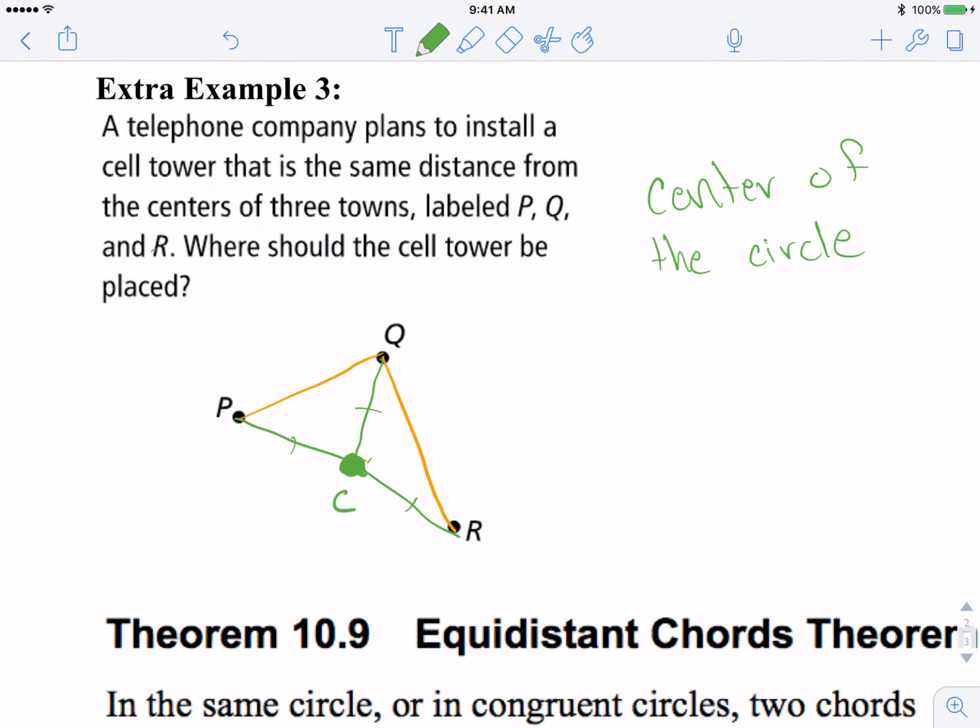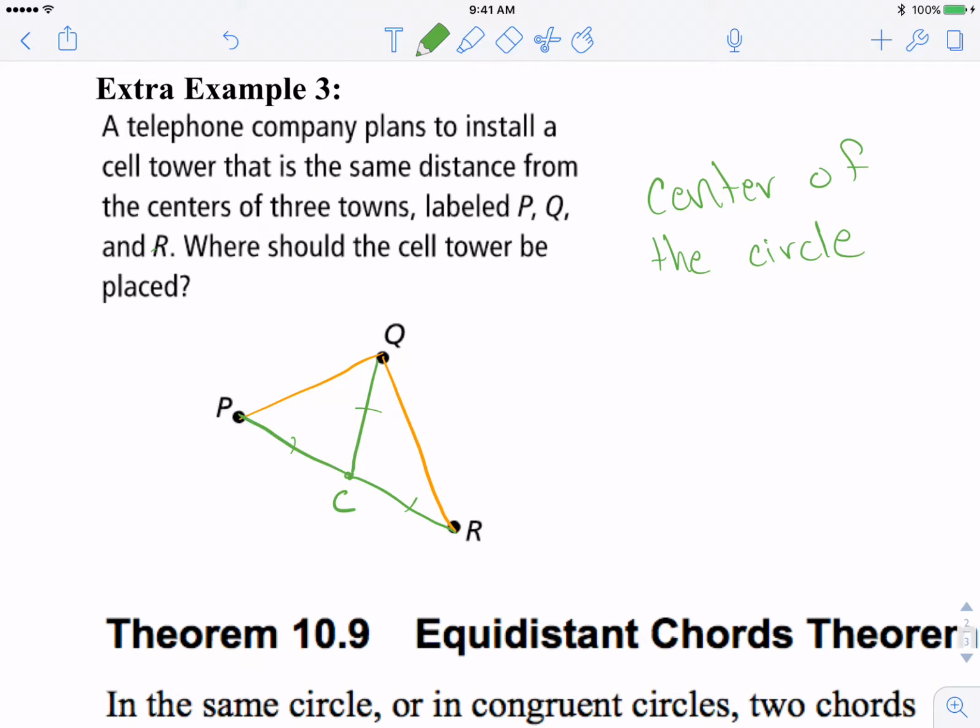And we know diameters always go through the center. So basically, I'm wanting a diameter that goes through that center there. Let's draw that a little nicer. Okay, center C, the radius, radius, radius. So I'm wanting that to be the diameter.